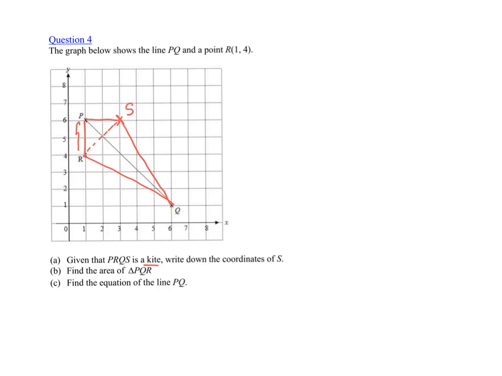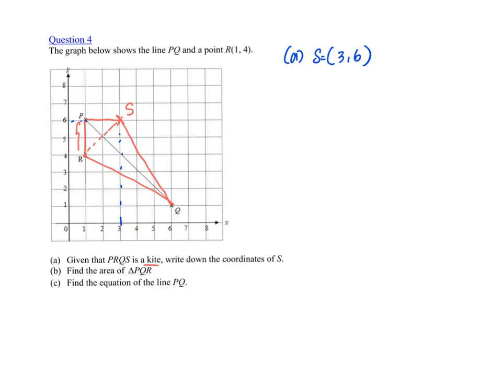Point S, the x coordinate is the number 3 and the y coordinate is the number 6. So the coordinate for S, part A, is 3, 6. X first, then y. Find the area of triangle PQR.